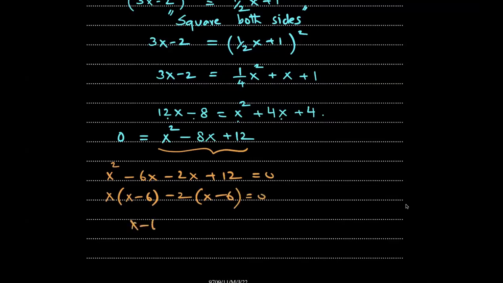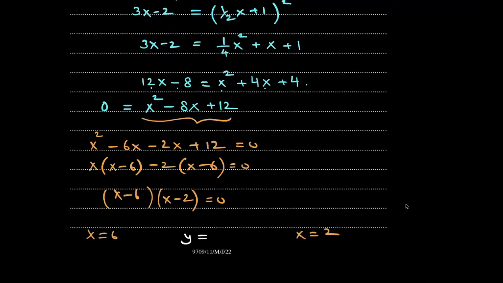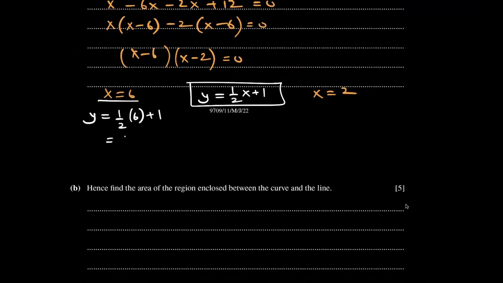x minus 6 and x minus 2 equaling 0. Therefore, x comes out to be 6 and x comes out to be 2. And we have the equation of the line y equals half x plus 1. So let me write this as half x plus 1 over here. When we plug in x equals 6, y equals half into 6 plus 1, which comes out to be 4. The coordinate is (6, 4).